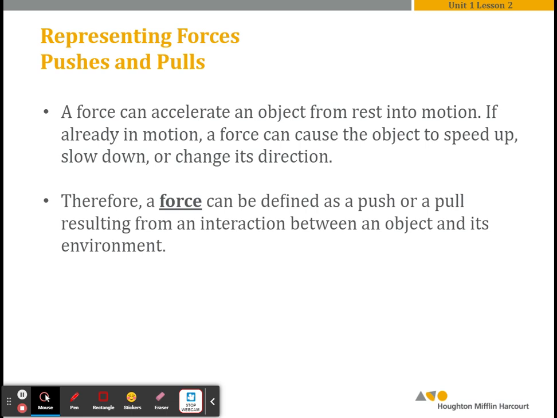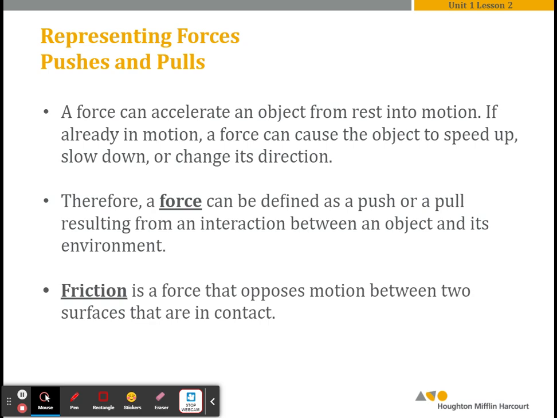A very simple definition of a force is a push or a pull. And a force is typically caused by some other object in the environment. Now, a force can be caused by an object in contact with the object in question. So, like if you push something and it slides across the floor, you're applying a force to it. But a force can also be applied from a distance. If you drop a ball, it falls toward the earth because the earth is applying a force from a distance, but something is applying a force.